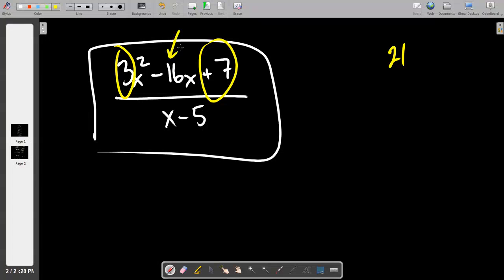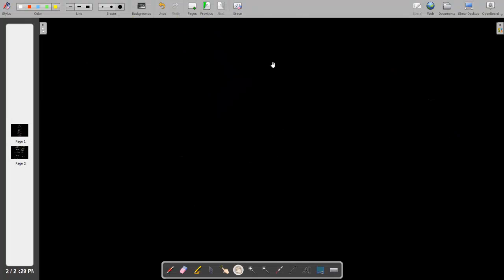No. The only candidates would be like -1 and -21. Those add to make -22. -3 and -7, those add to make -10. If the numbers don't exist, then the polynomial is not factorable. Okay? Last question.